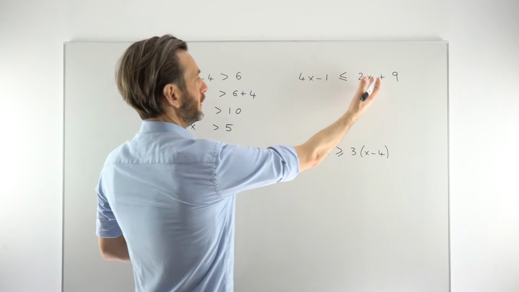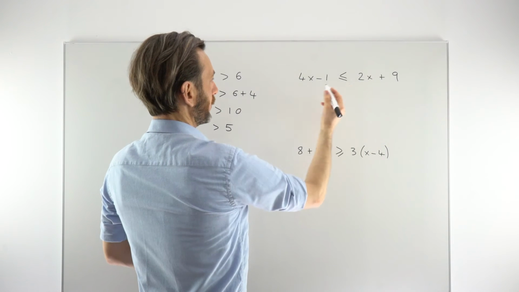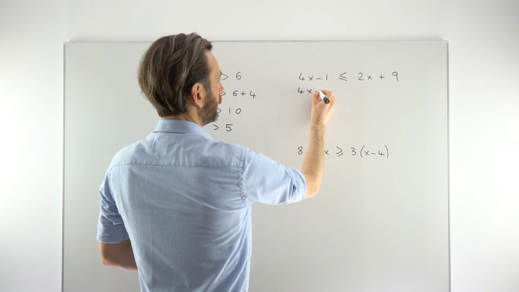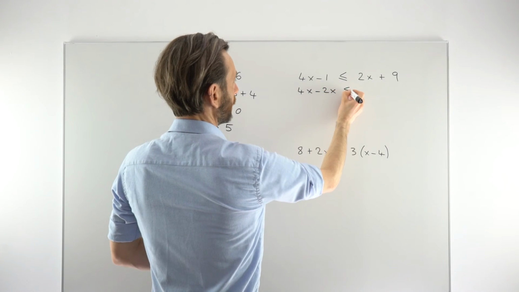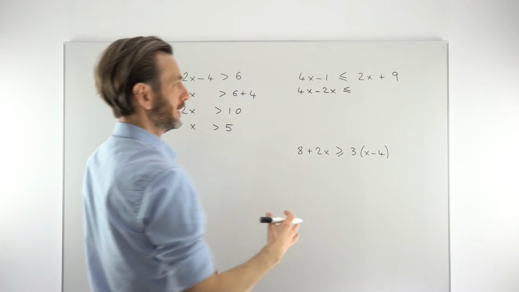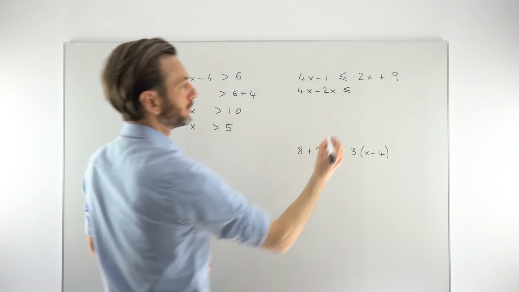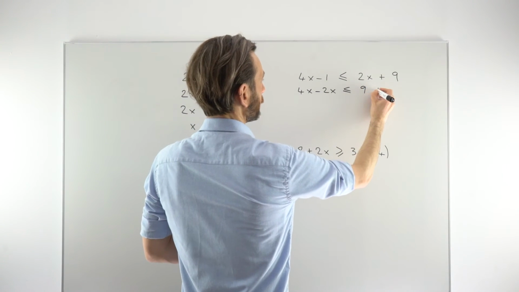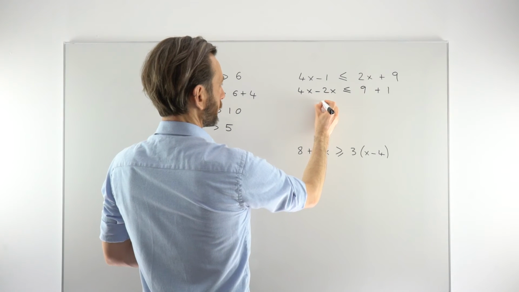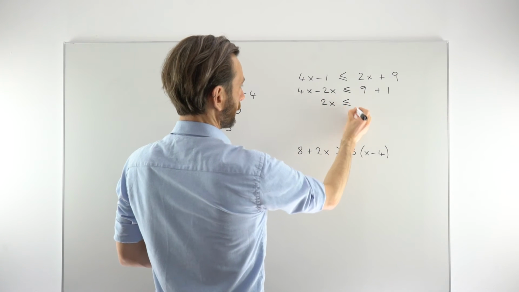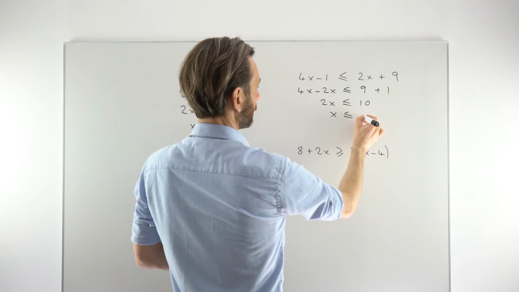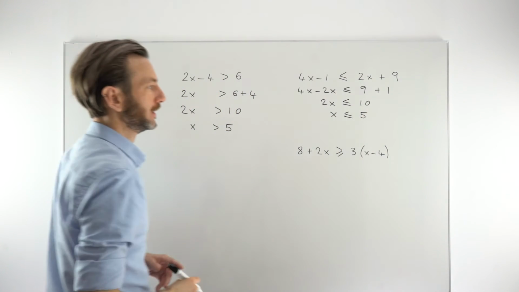We're going to gather all the x's on the left here and the numbers on the right. So taking the 2x over, we would get 4x minus 2x is less than or equal to, so a different symbol this time, but just pulling that symbol all the way down. 9 plus 1, so changing the -1 to a +1. 4x minus 2x is going to leave us with 2x is less than or equal to 10. Dividing both sides by 2, x is less than or equal to 5.